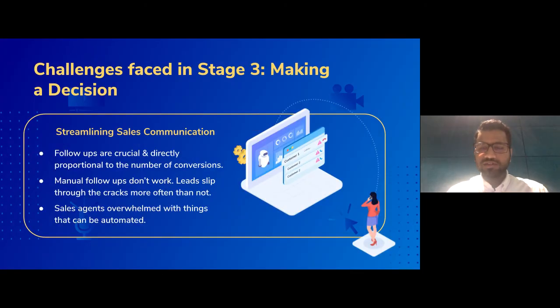Let's talk about stage 3, which is the decision making stage. Because the decision making life cycle in real estate is around 3 to 6 months, it's very important for a sales manager to be in constant touch with the customers. Today, these follow-ups that were happening were mostly offline, where the customers had to know what are the next steps that they have to do.